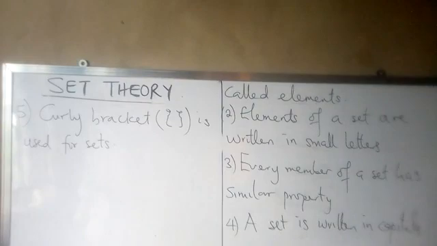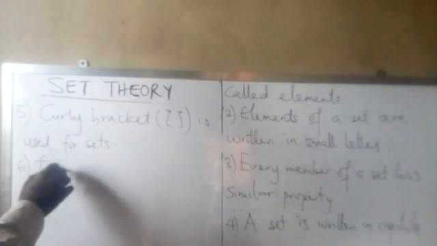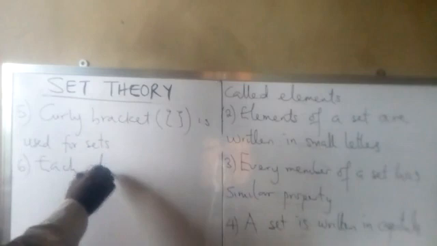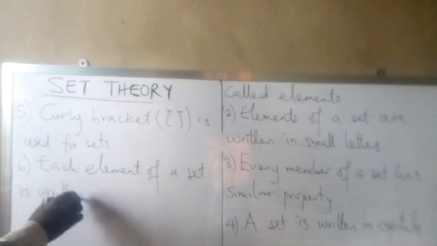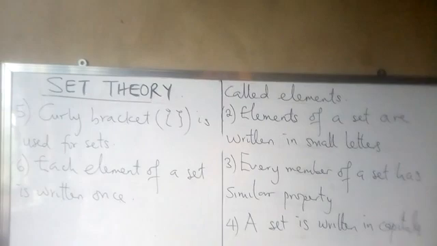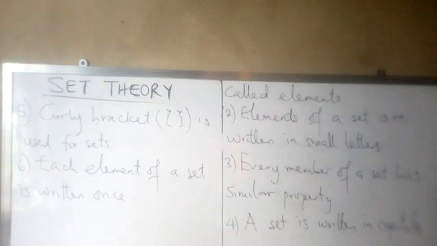And the sixth one here is, each element of a set is written once. We must on no account write the element of a set twice or more. Having said this, now let's look at examples of sets. Just few examples before we go further.